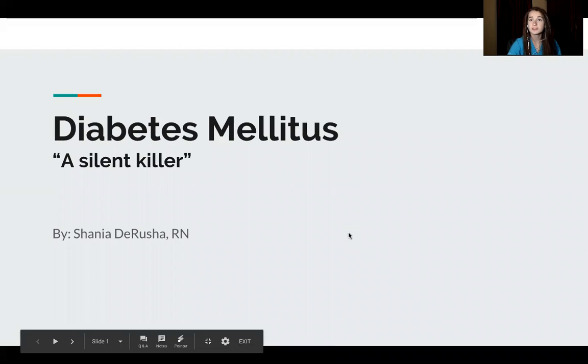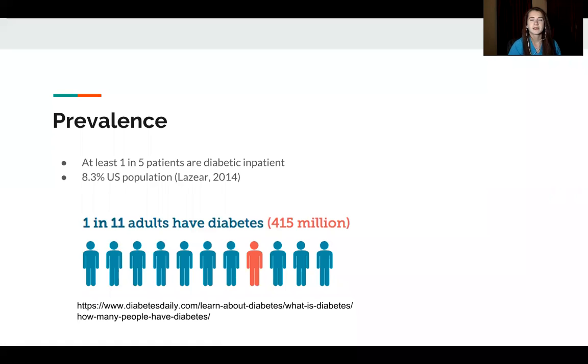Diabetes mellitus is also known as a silent killer. Prevalence. This actually really surprised me when I first got my nursing job. At least 1 in 5 of my patients in the hospital have diabetes, whether that be type 1 or type 2. But that is a lot more than I encountered just in my daily circle. And 8.3% of the US population has diabetes. And in that diagram there, that is 1 in 11 adults.